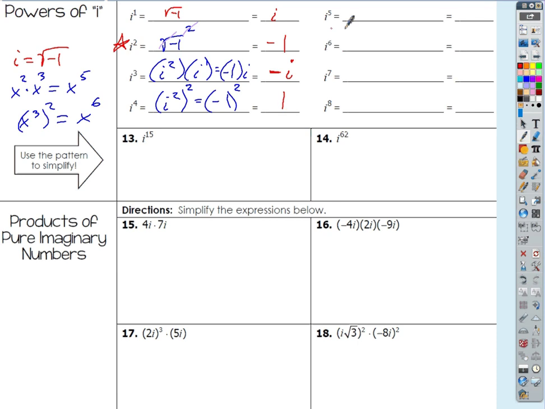So now what about i to the 5th? What could I do there? You could do i to the 2nd and i to the 3rd. Which of these 4 numbers up here would be the easiest one to use?